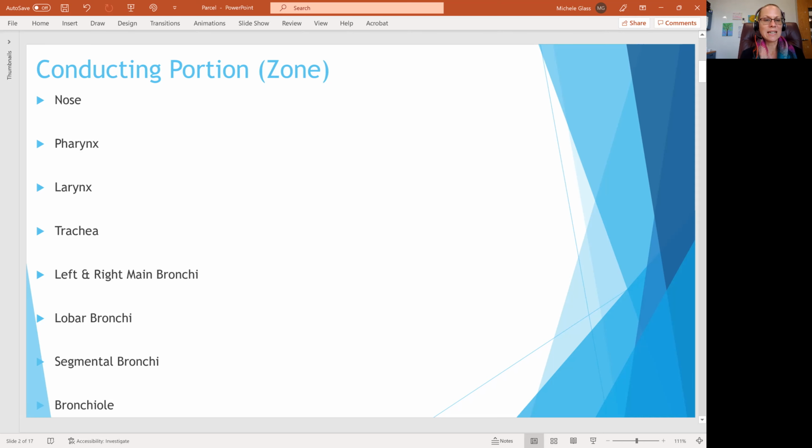So as we're looking at the conducting portion, we are going to be tracing the air through the nose, the pharynx, the larynx, the trachea, left and right main bronchi, lobar bronchi, segmental bronchi, and then bronchioles. So up next, let's dig a little deeper into the conducting portion.